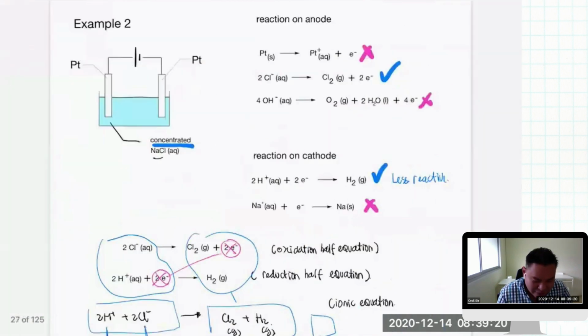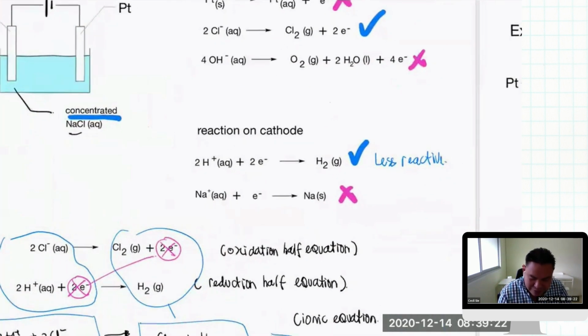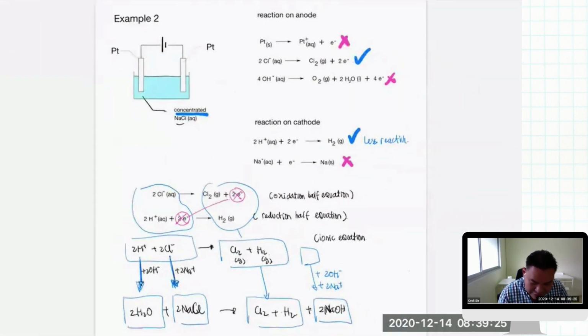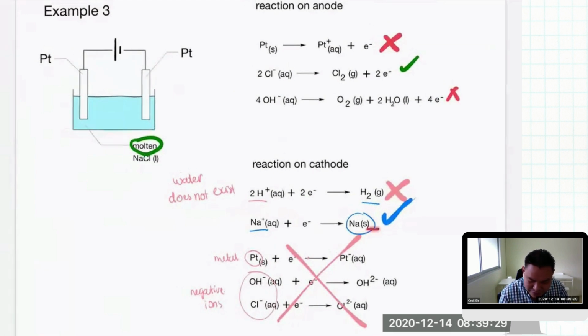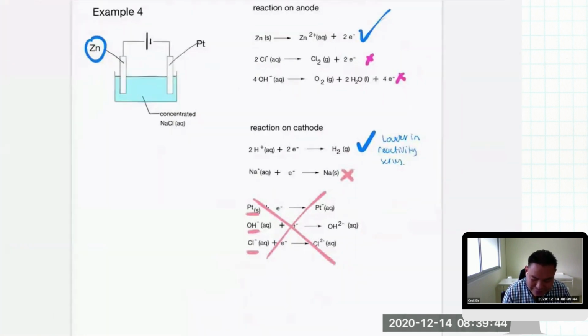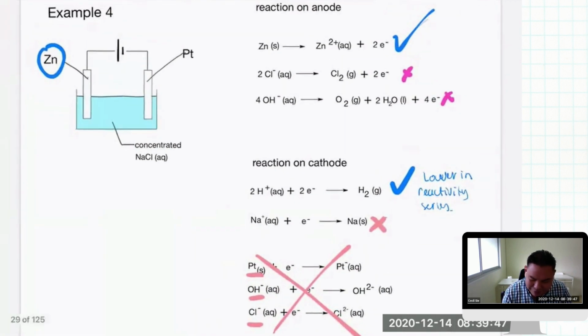And in example 3, we choose Na because H plus simply does not exist. You cannot choose a reaction that doesn't exist. So you just choose sodium: Na plus plus electron turns into Na. How about example 4? We must choose H2 again because H plus exists, because we have concentrated sodium chloride.